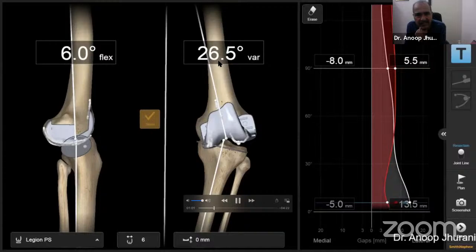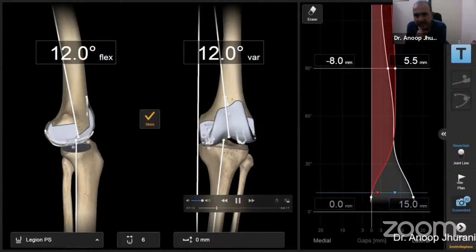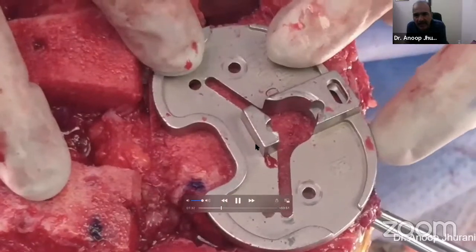So this patient has about 26.5 degrees of varus deformity. You can see that, and you can see on the ligament balance screen that the difference in extension is huge. After removal of the initial osteophytes and tibial downsizing, the varus still is 12 degrees. So you can see the difference in ligament laxity is huge. It's 15 millimeters on the lateral side, 0 on the medial side. So that's the amount of lateral laxity.